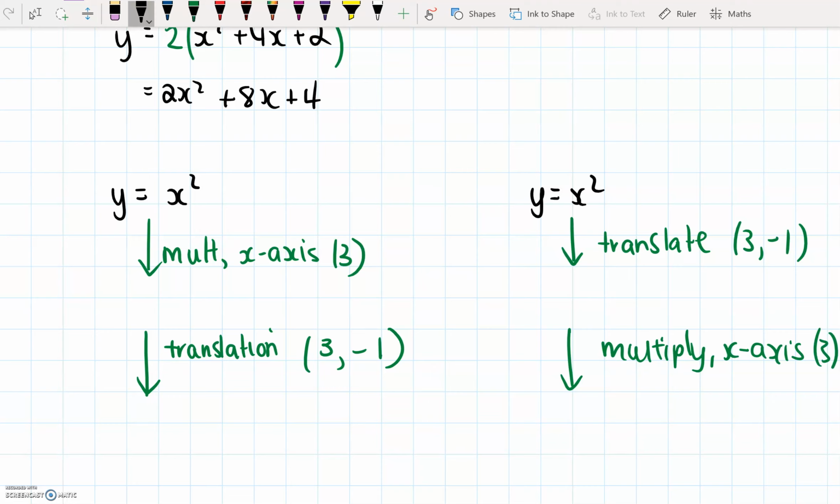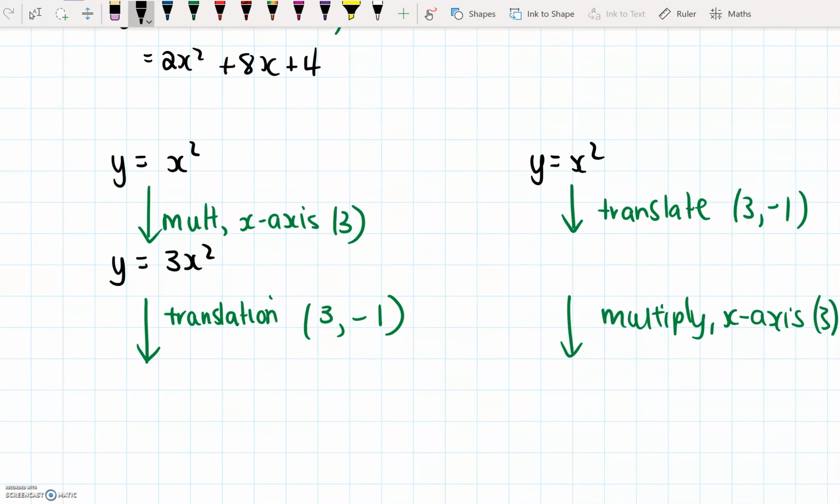Now the first one. If we multiply by 3, we've got y equals x squared, so it's just going to become y equals 3x squared. If we now do the translation, we now have y equals 3. Now, we want it to go to the right 3, because this is x and this is y. That's the 2 translations we're doing. So we want to go to the right 3. So remember, this becomes x minus 3 squared. We replace the x with x minus 3, and then we've got minus 1. So this is what happens if we do the multiplication first.